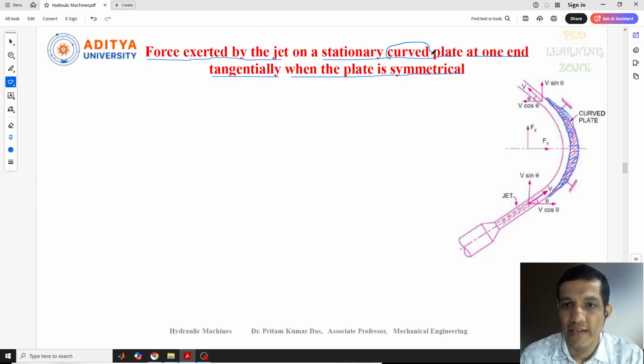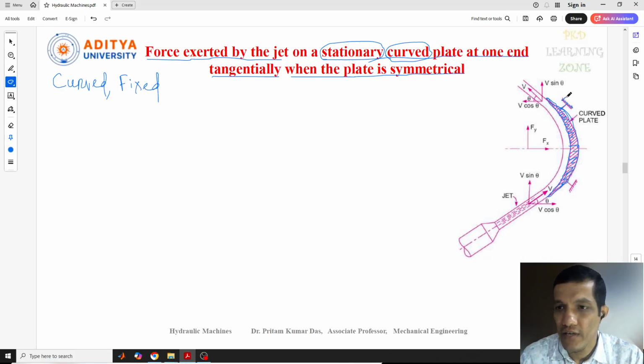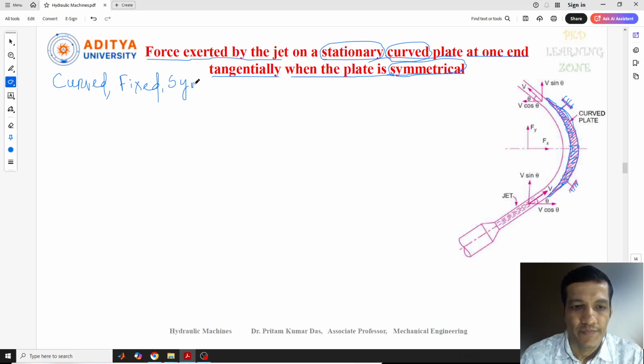See how many conditions are given for the plate. First, the plate is curved, and second, the plate is stationary. Stationary means this plate is in a fixed condition. So here you can see the plate is fixed with the support of a hinge, so it is fixed. The plate also needs to be considered symmetrical. These are the plate conditions.